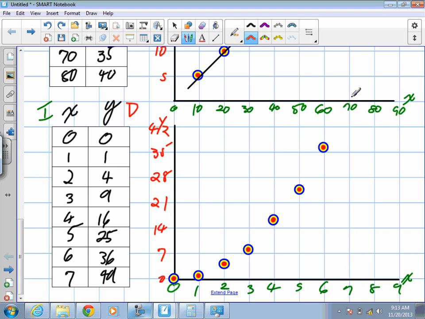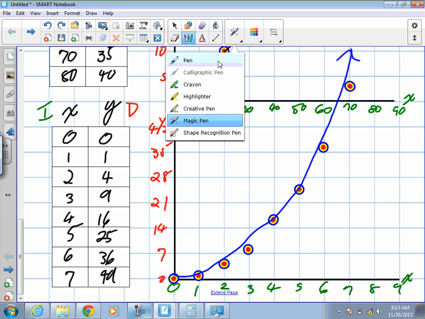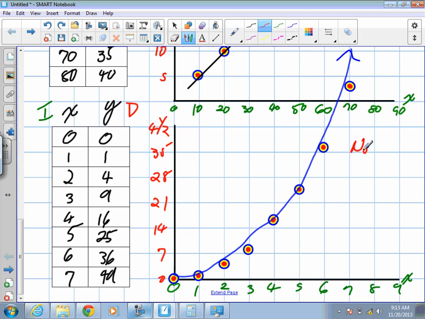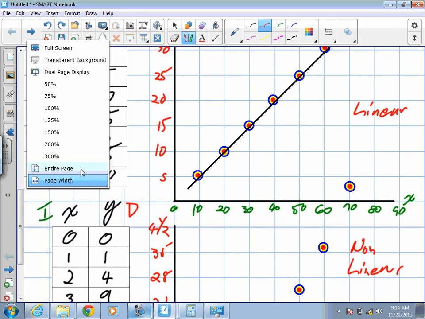What type of relationship would you call this? Is this linear? I'm getting the feeling that this is starting to take off upwards. Okay? So I would call this a non-linear relationship. Okay? So this is non-linear. And the one before it was linear. Excellent. Good job, guys. Okay, so we went over lines of best fit and linear and non-linear relationships.